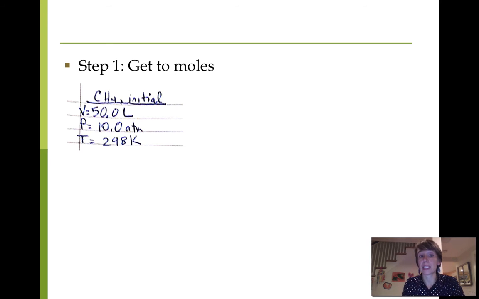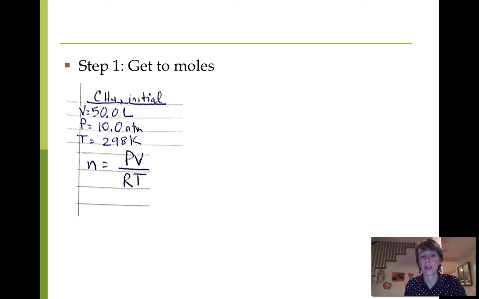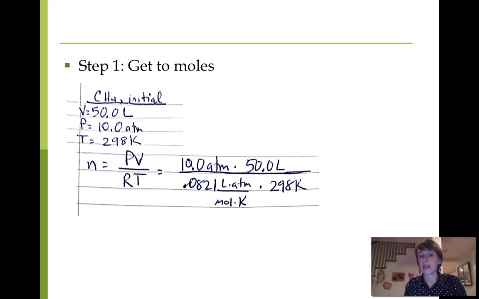So step 1 is get to moles. Now there's a couple temperatures in this problem, so you might not be sure which to use, so you need to do some thinking here. The volume was 50 liters, the pressure was 10 atm. 2 temperatures were given, but what's really able to quantify the initial moles of methane is the temperature that it's starting out at, because that's what the conditions were when the vessel was loaded with the initial amount of methane. So we can use the rearrangement of the ideal gas law to plug in 10 atm, 50 liters, our gas constant, and the temperature.